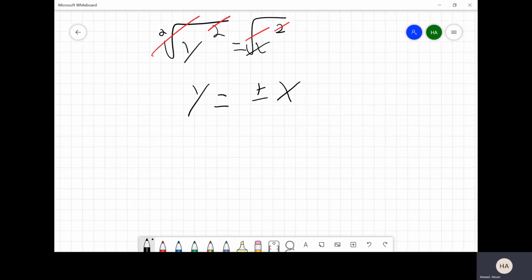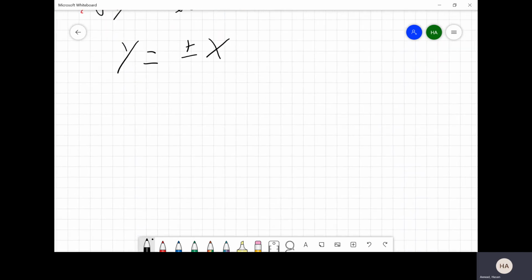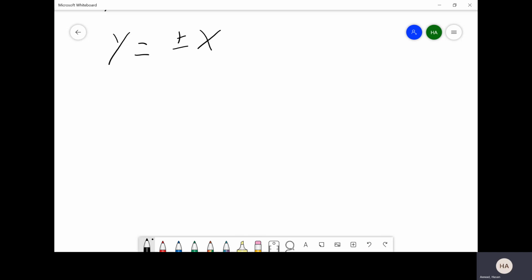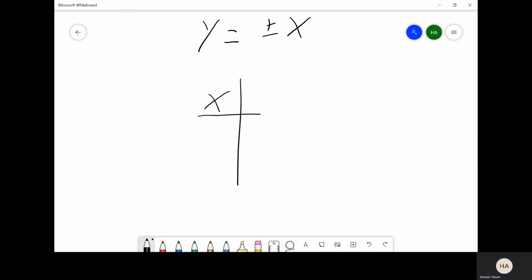And if we are to graph something like this, so if I'm going to graph y is equal to plus or minus x, well, that essentially just means that we make ourselves a table of columns, right? So if I have x here, I'm just going to put y is equal to positive x here, and y is equal to negative x here. So now, again, I'll just do a short table here.